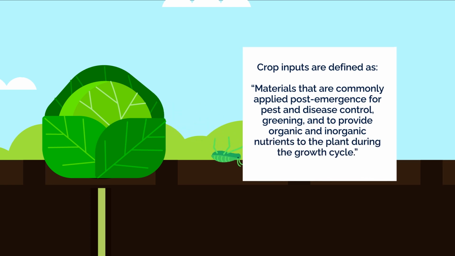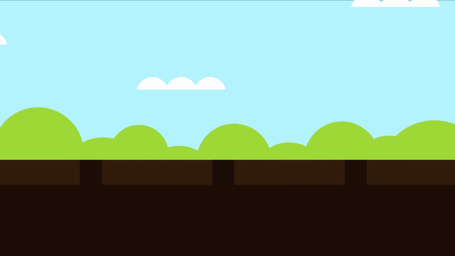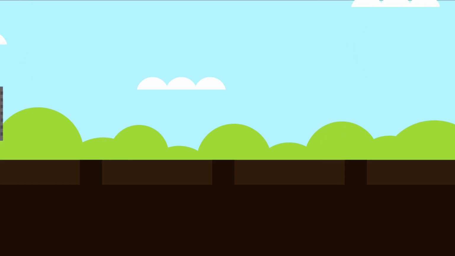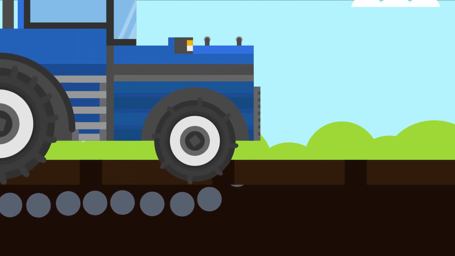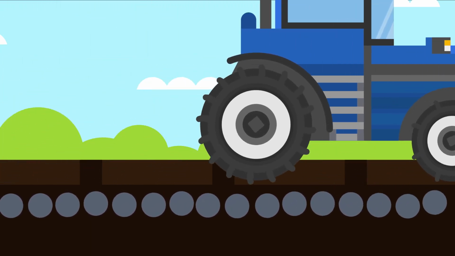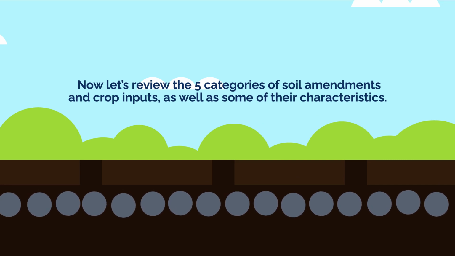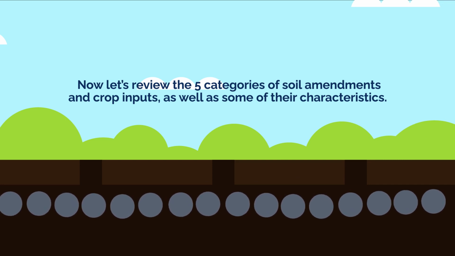cycle. In the leafy greens industry, soil amendments are sometimes incorporated into the soil prior to planting with the purpose of adding organic and inorganic nutrients to the soil and improve its physical, chemical, or biological characteristics. Now, let's review the 5 categories of soil amendments and crop inputs, as well as some of their characteristics.